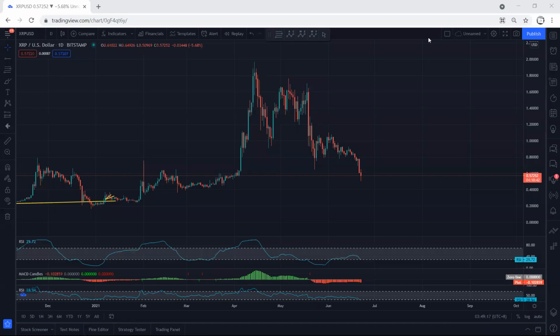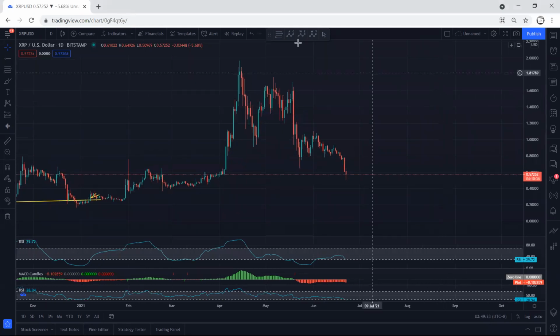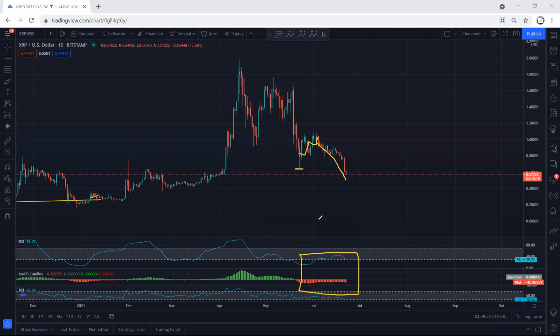XRP, we start with the 1 hour chart. We want to see how we can look for a trade. First of all, if we refer to our analysis, I mentioned we want to see the breakout of this correction. And as you can see, price broke already, even the price broke the previous low. And if we refer to the indicators, we see we have a divergence.